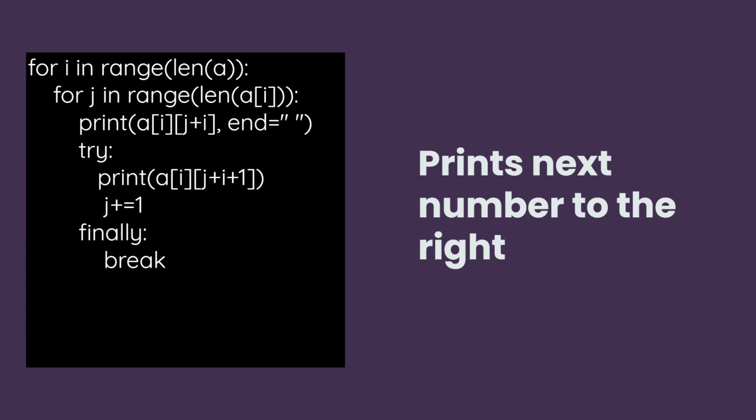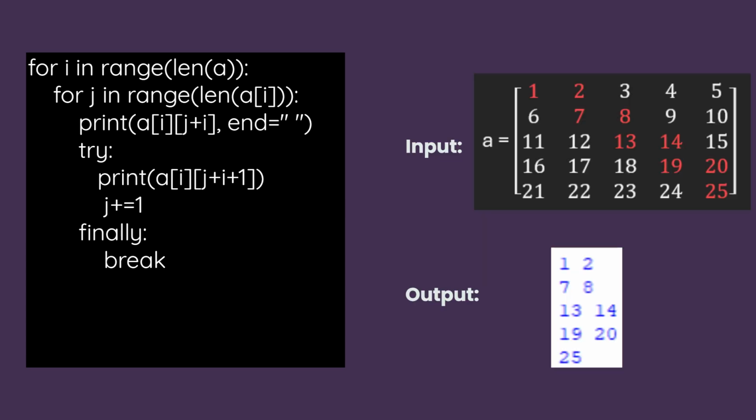Next, the try block prints a[i][j + i + 1], grabbing the next number to the right. If available, it prints. If not, an exception occurs. No matter what happens, the finally block breaks out of the inner loop, ensuring only one pair is printed per row. Though j plus equals 1 is present, it's bypassed due to the break. Each inner loop runs only once per row.